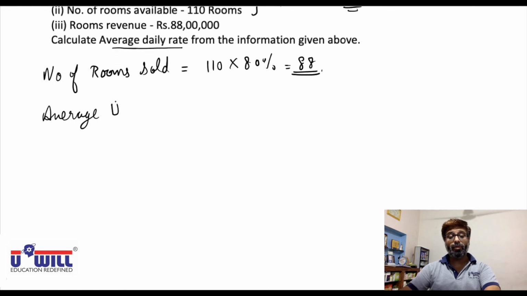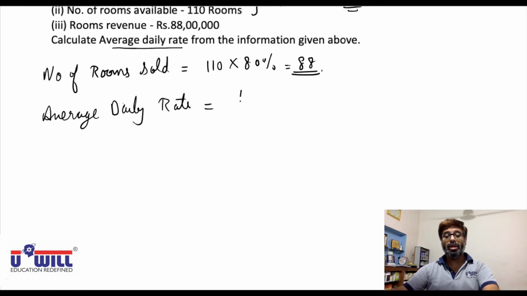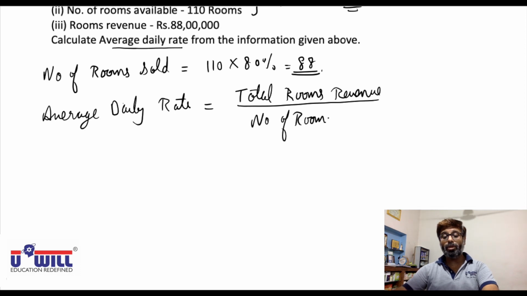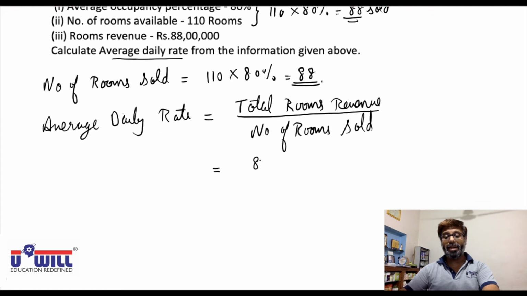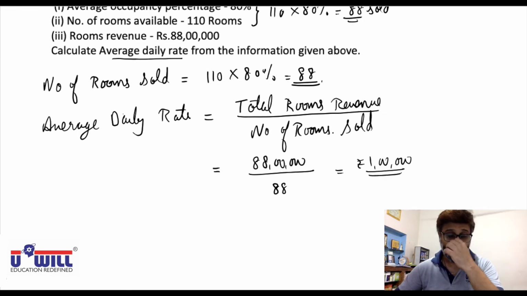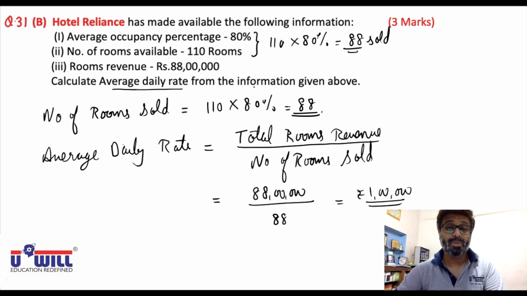Now you can apply the formula. Average daily rate will be equal to total room revenue divided by number of rooms sold. That will be equal to total rooms revenue 88 lakhs divided by number of rooms sold 88. So 1 lakh. Average daily rate is 1 lakh. It seems to be a super luxurious hotel. Or you can say there is some misprinting and information is missing.